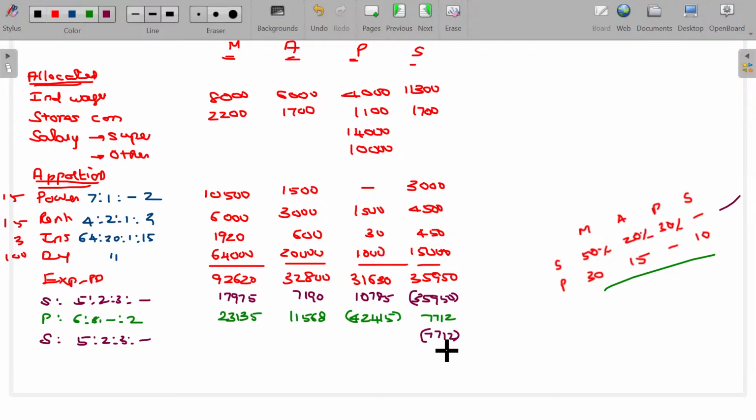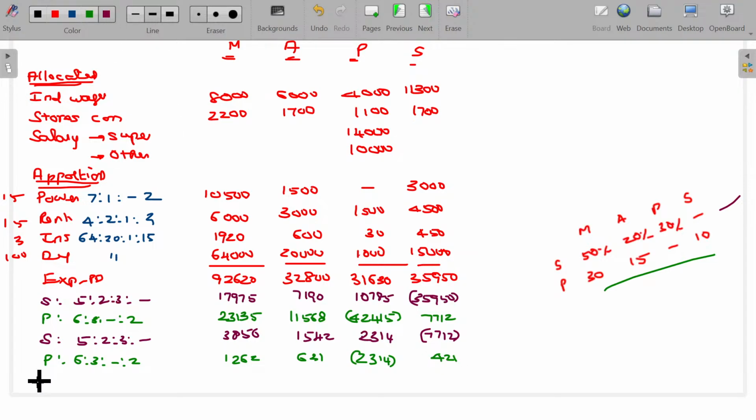7712 is subtracted, distributed using this ratio. 3,856, 1,542, 2,314. Again P, 6 is to 3 is to dash is to 2. 2314 is subtracted. You will get 1,262 for M, 631, and here 421.